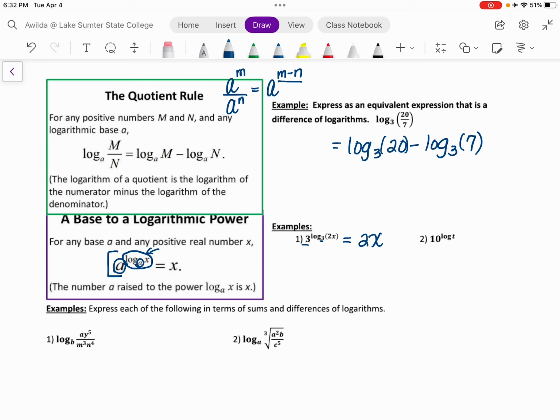Next, we have 10 raised to the power logarithm of t. Note that here there is no base that is written explicitly, which means that the base is an implied 10. In other words, this is a common logarithm of t. Because the base of the power is 10 and the base of the logarithm is also an implied 10, the result here will be just t.